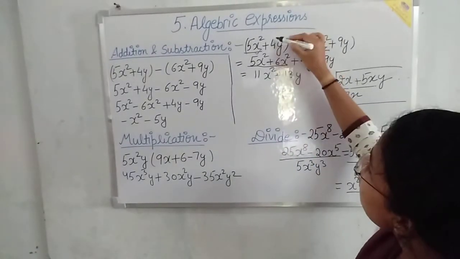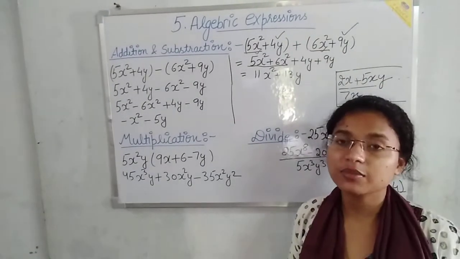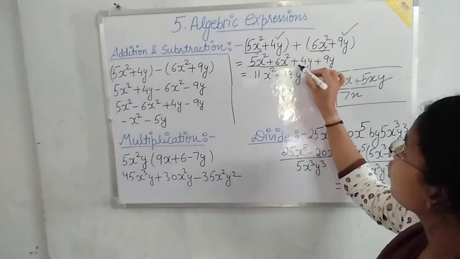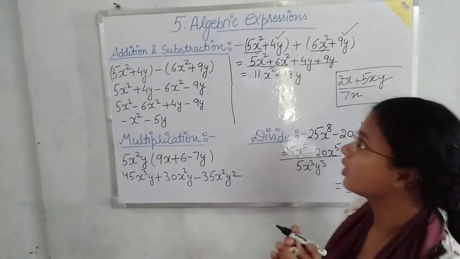Now check, this is 4y and this is 9y. Both are like terms because the variable is the same, y. So write them together, 4y plus 9y. Now you can easily add them.